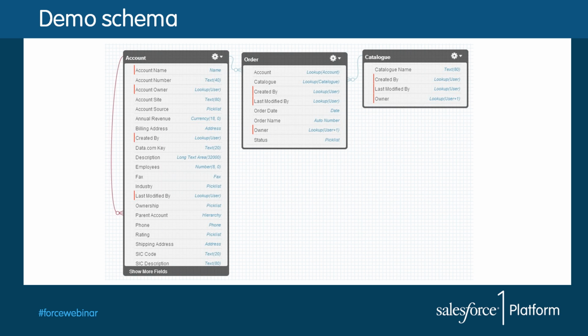Now, if you notice, the relationships between the account and the order are both lookup, and the order and the catalog are also lookup. So we're doing lookup relationships here. We're not doing master detail. So just keep that in mind.